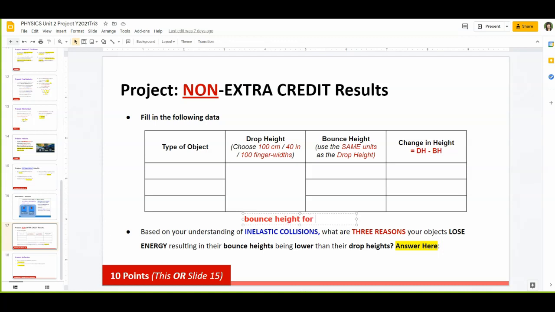Bounce height for every object should be smaller than drop height. Otherwise, you did it incorrectly. Okay, so your drop heights should be 140, 100, and your bounce height should be smaller than all of those, okay? Now, the reason why is based on what we just talked about, all right?